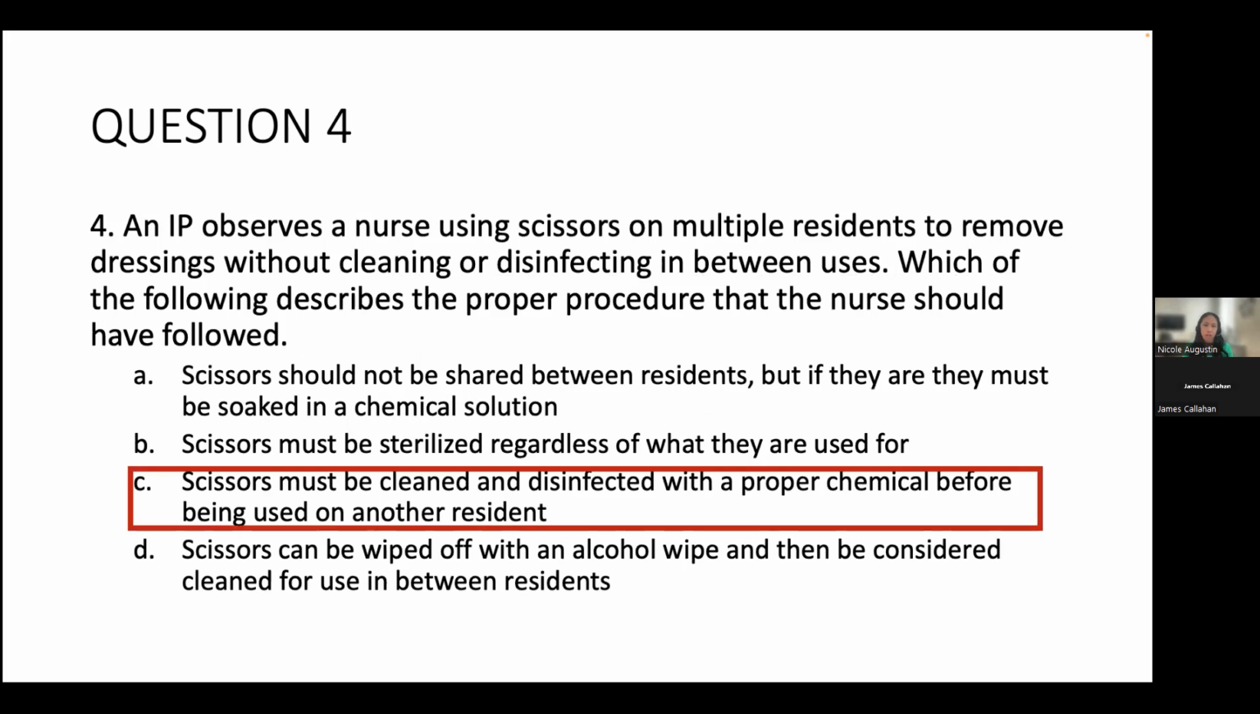Question 4. Oops, oh my gosh, so sorry. I gave you guys the answer already, but let's go over it anyway.